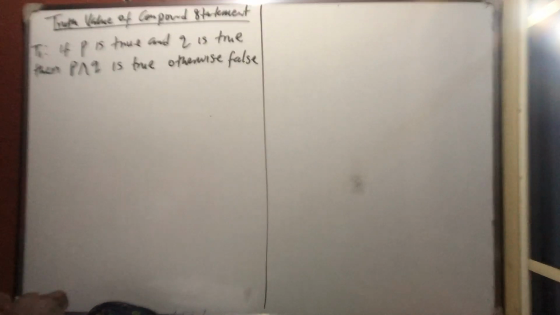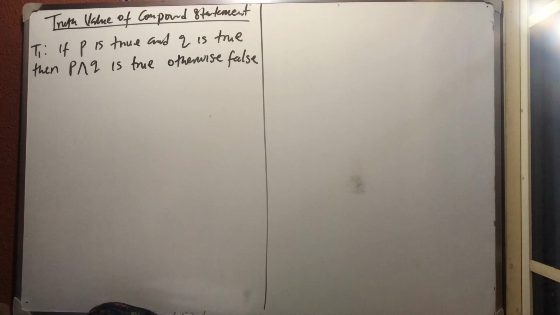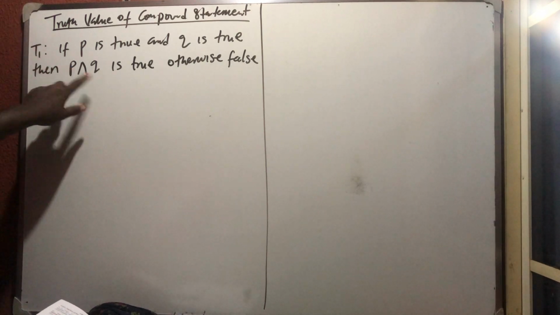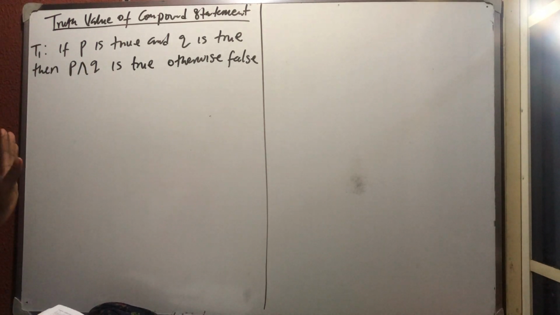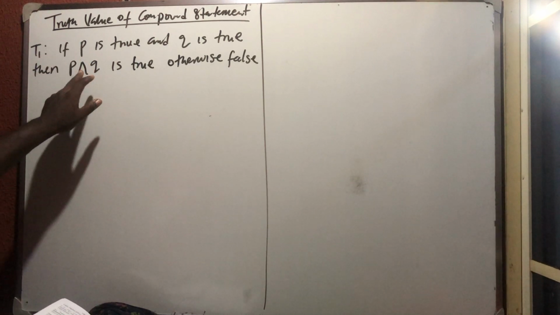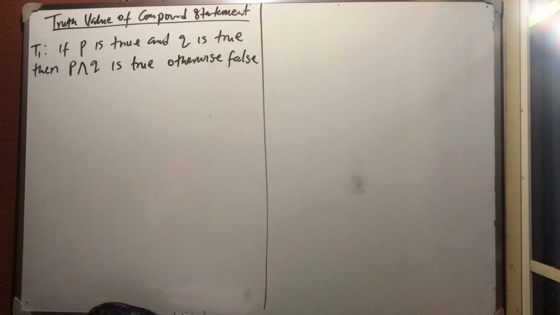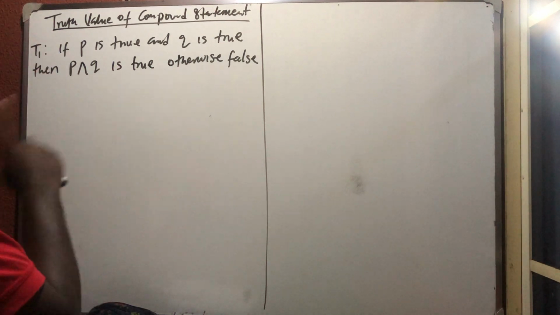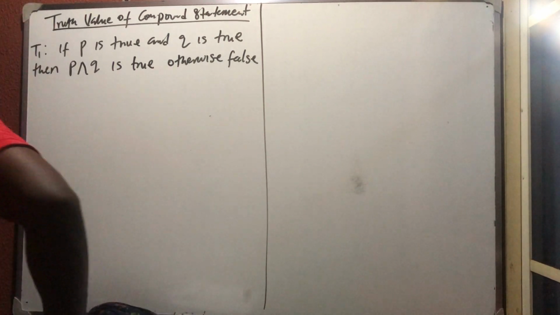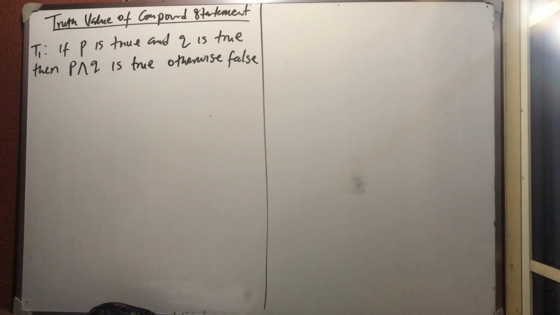Look at how I used to remember it. This symbol is pointing to heaven. Before we can go to heaven, both of us must be truthful. So if P is true and Q is true, that is when we can say both of them are true. But once one person lies, we have scattered the going to heaven. So it cannot be true; rather, it's going to be false.